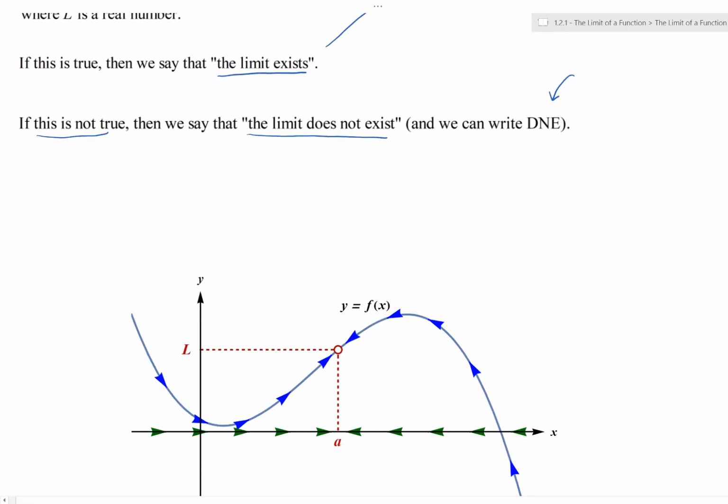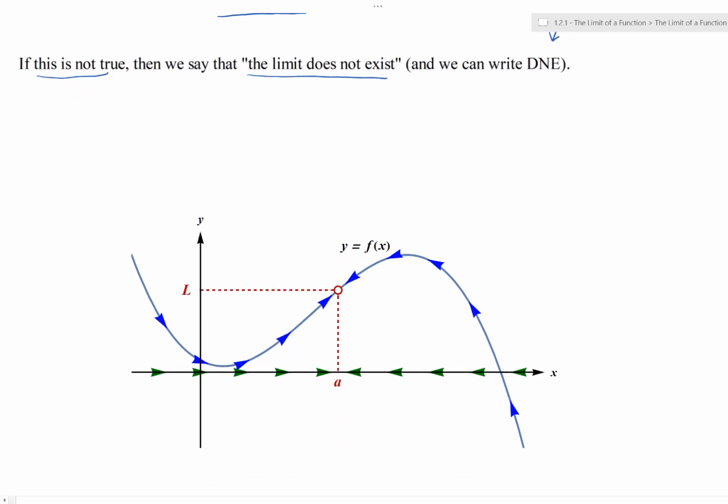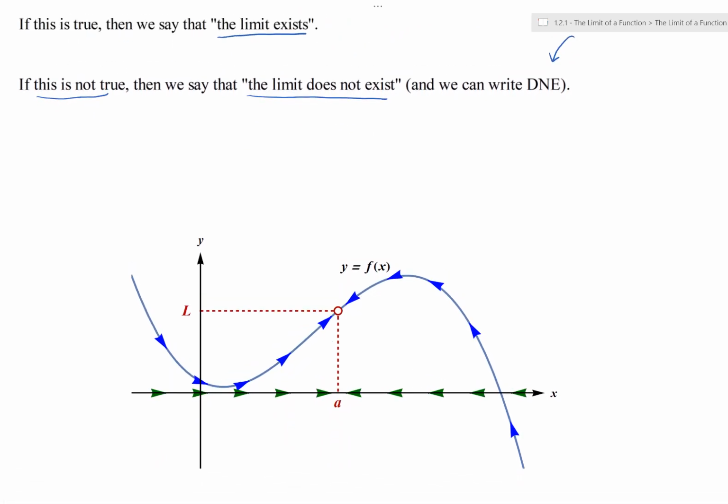So here's a more fancy looking picture put together. It's kind of like the one we saw that I drew a moment ago. What it's showing is you've got some function, that's the blue graph there. That's the function itself. And these little arrows in the x direction, these green arrows, we're approaching the number a on both sides of a.